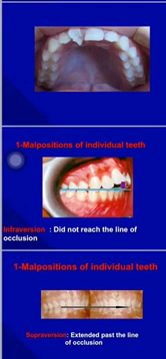Malposition of individual teeth: infraversion. In infraversion the tooth does not reach the line of occlusion. Infraversion means intrusion: here the tooth suffers from intrusion, and therefore it is far from the line of occlusion. It did not reach the line of occlusion.